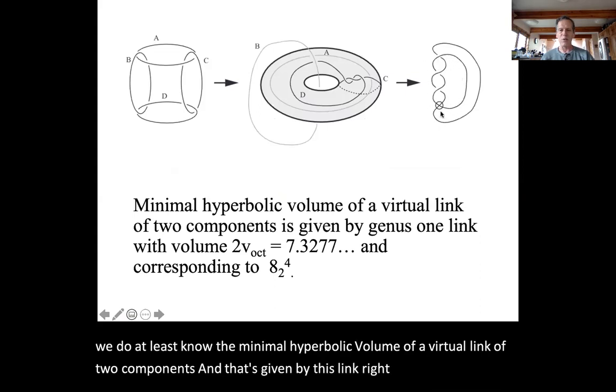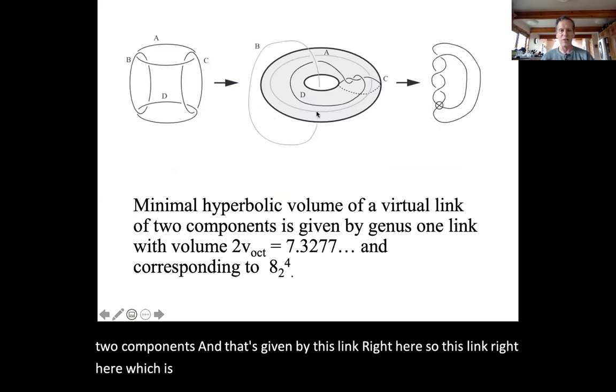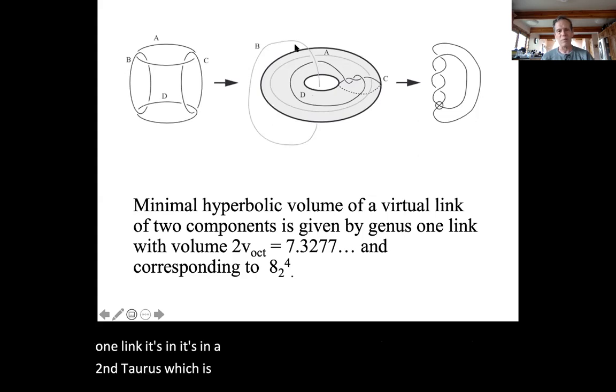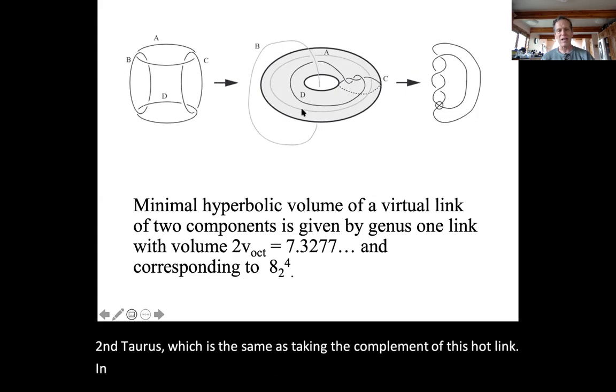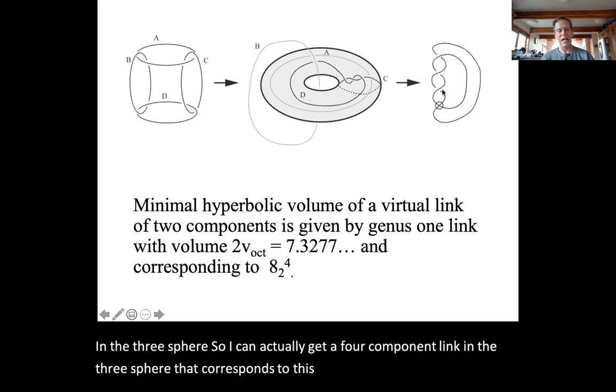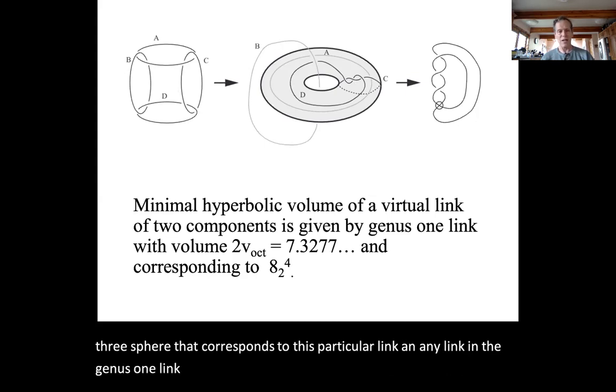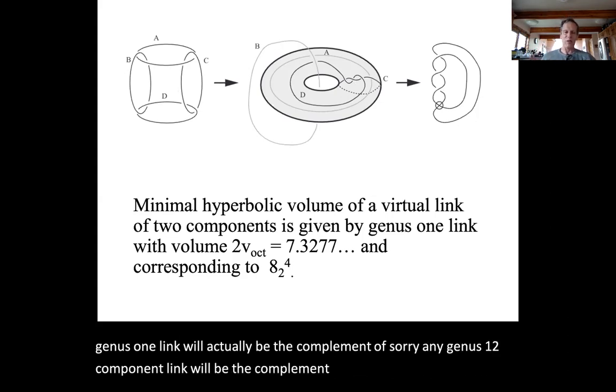So this link right here is a genus 1 link, and the trick is, when I realize it is a genus 1 link, it's in a thickened torus, which is the same as taking the complement of this Hopf link in the 3-sphere. So I can actually get a 4-component link in the 3-sphere that corresponds to this particular link. Any genus 1 2-component link will be the complement of a 4-component link in the 3-sphere.